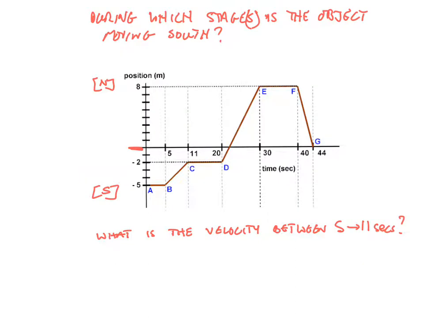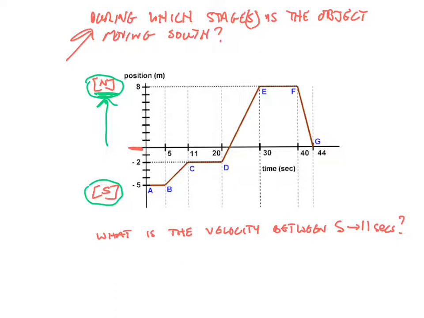Okay, PT graphs also allow us to ask different questions. Another way to interpret it, and a different question you might be asked, is, for example, during which stage or stages is the object moving south? Now you can see that in this case, the positive direction is north, the negative is south. It doesn't need to be like that. The positive could be south and the negative could be north, but we've been told that north is on this side of the y-axis, so therefore it is north and the opposite is south. So which part is the object actually moving towards the south direction?